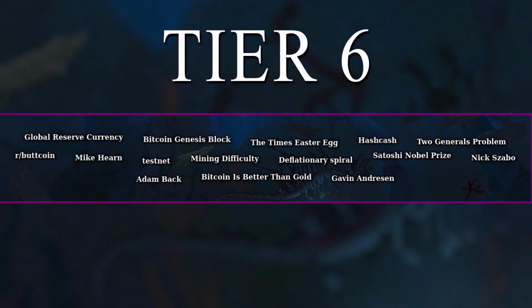We are now on to Tier 6, which covers some things that I personally didn't know much about, so if the explanations are wrong at this point, then put a comment below to correct me.